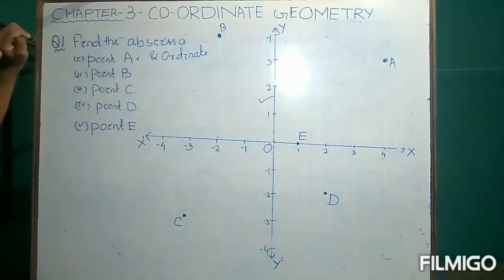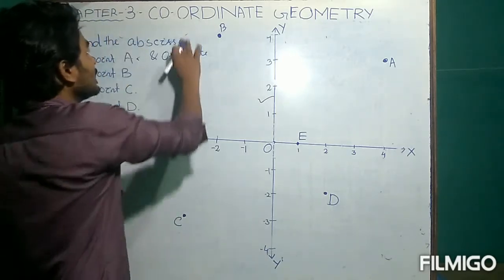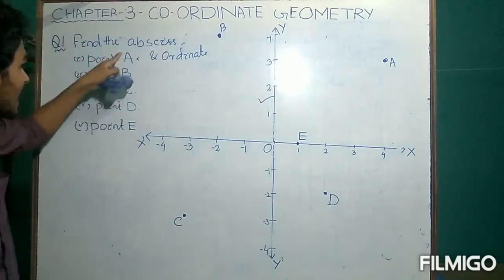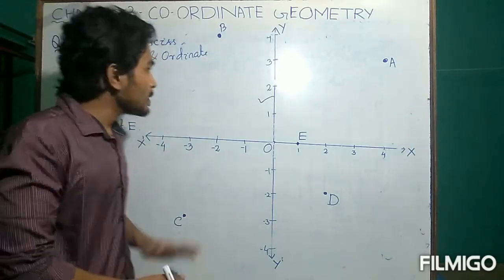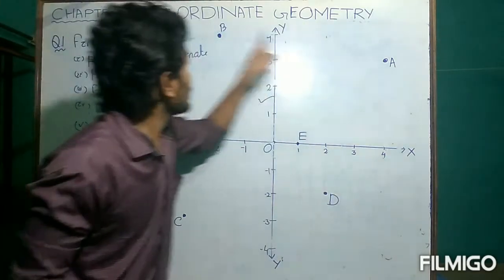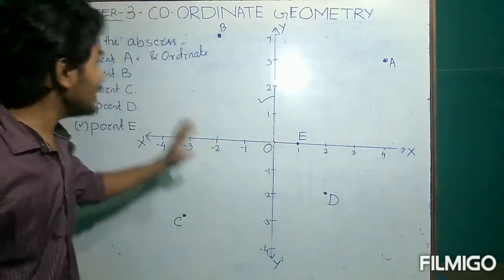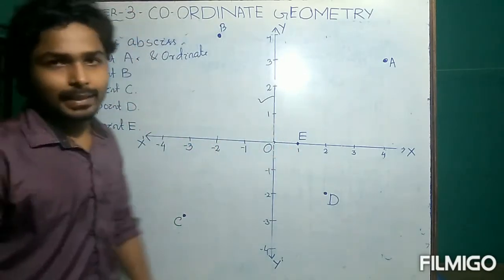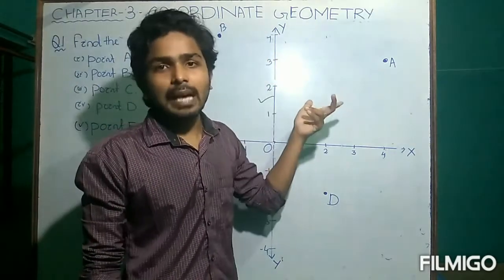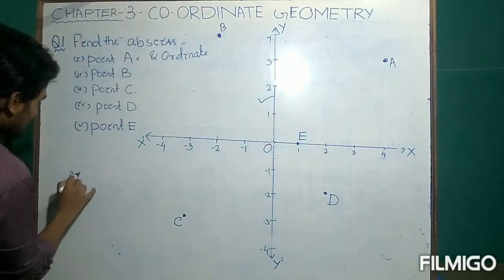Okay, so here the question asks you to find the abscissa and the ordinate of the following points A, B, C, D, E. Okay, so there are 5 points on this plane A, B, C, D, and E. Now you have to find its abscissa and ordinate. So there are two unknown terms, abscissa and ordinate. So what is abscissa?